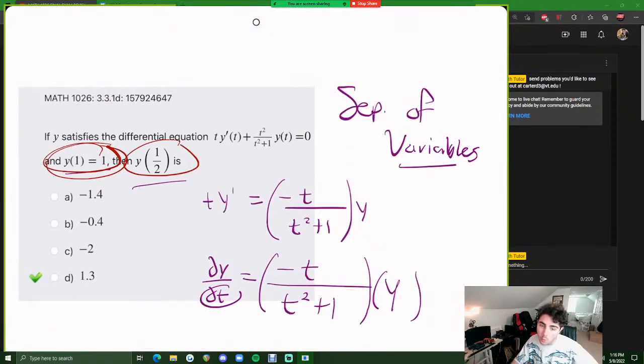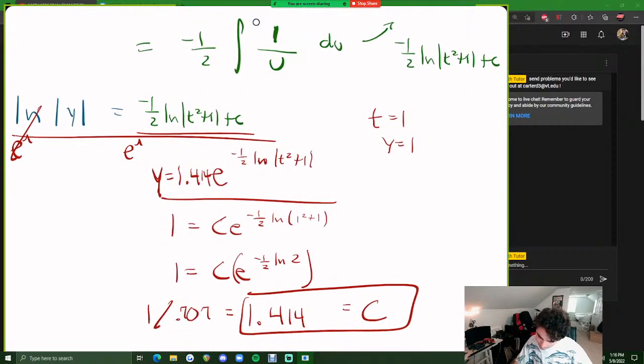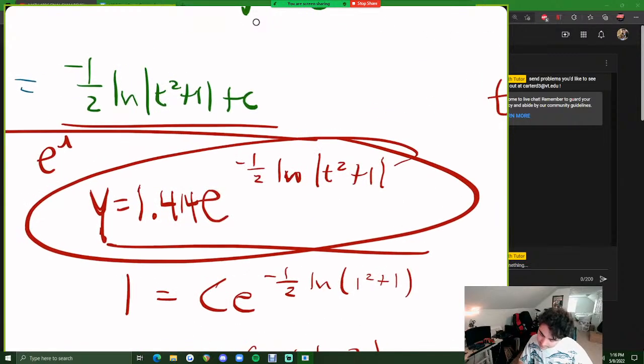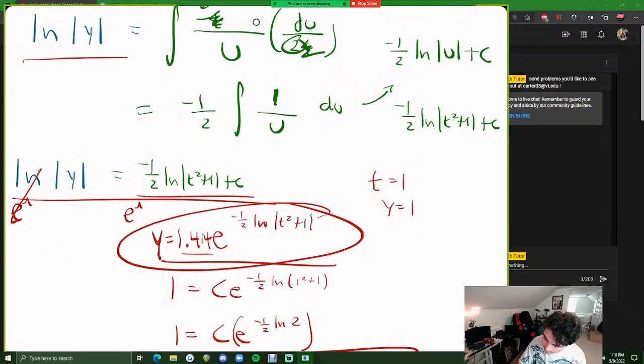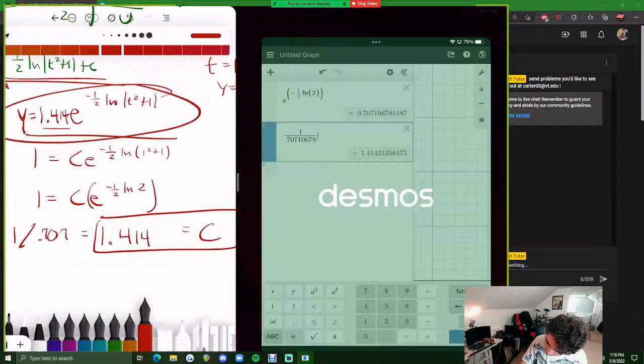They want to know what y of 1/2 is. So we are plugging in 1/2 for t in here, because now that we have C, that allows us to have a complete and exact solution function. So we are plugging in 1/2 for t. Let's open up Desmos.